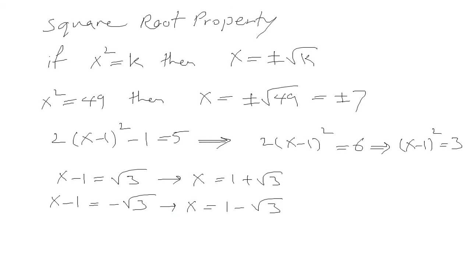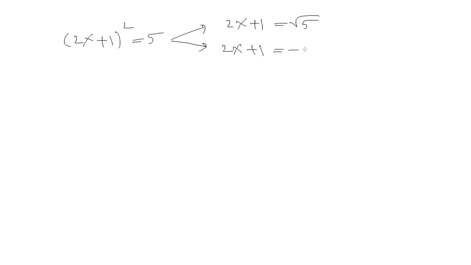Let's look at another example. (2x plus 1) squared is 5. Okay, if (2x plus 1) squared is 5, then 2x plus 1 is either radical 5 or 2x plus 1 is minus radical 5.